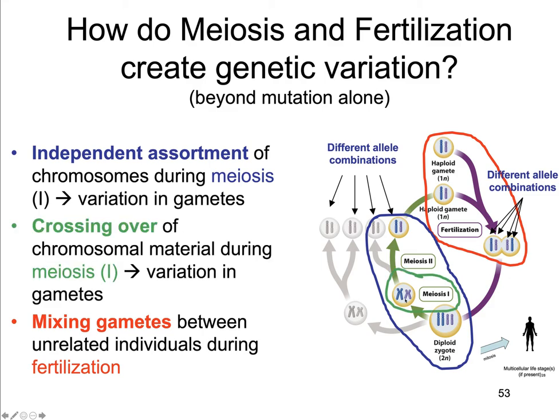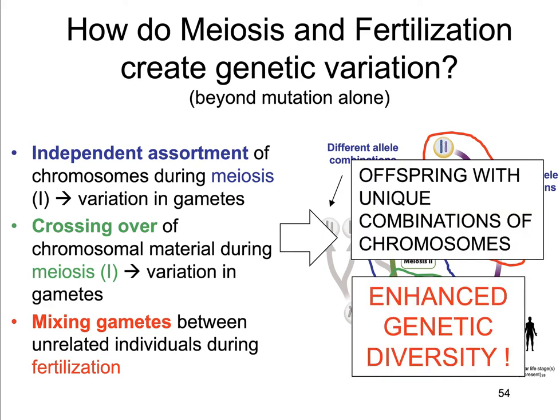And we also talked about this process of crossing over that happens during meiosis, where the sister or the homologous chromosomes will exchange genetic material. And so all of this stuff adds up to create offspring with unique combinations of chromosomes, therefore unique combinations of alleles, and overall enhanced genetic diversity in the population for natural selection to work on.